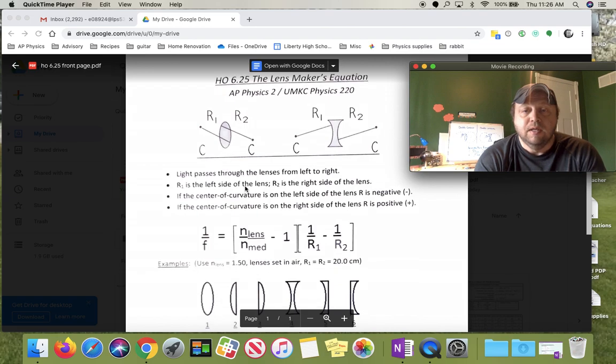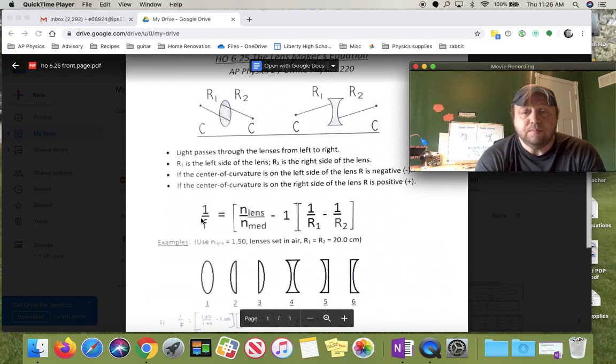Okay? So our equation for a lens to find the focal point has to do with both the n for the lens and the n value for the medium, as we talked about in the last video. So the 1 over the focal length is equal to n of the lens over n of the medium minus 1 times 1 over R1 minus 1 over R2.